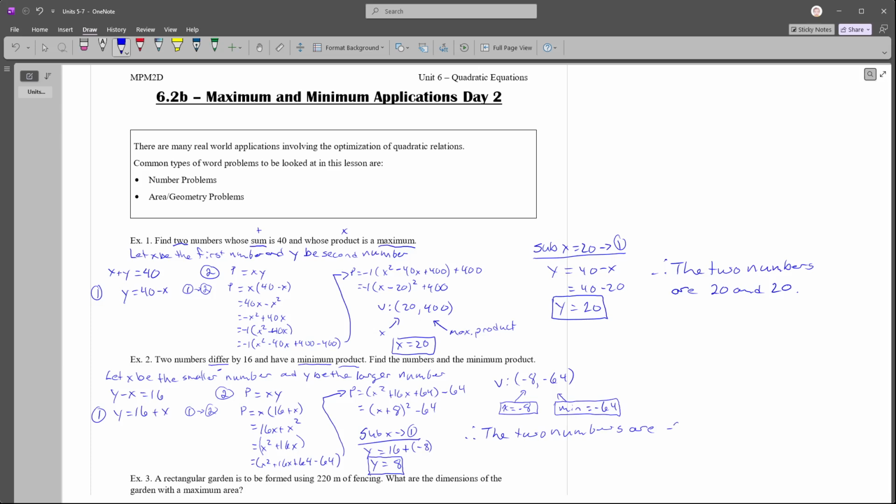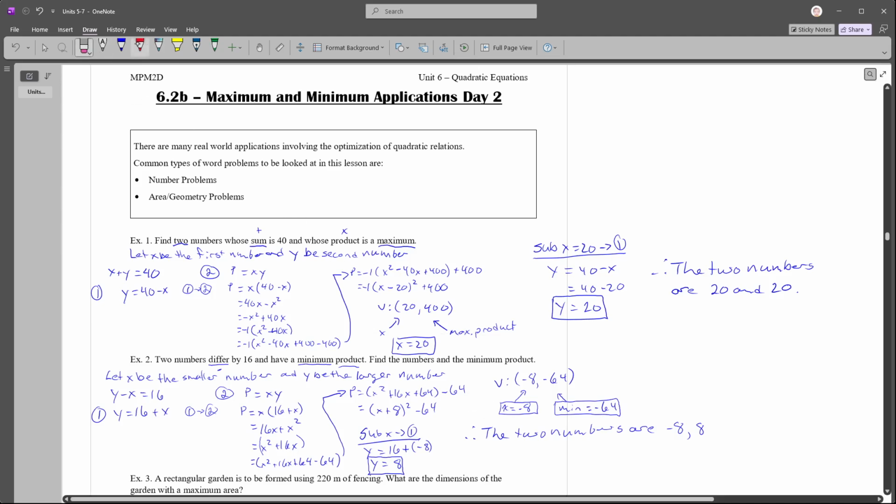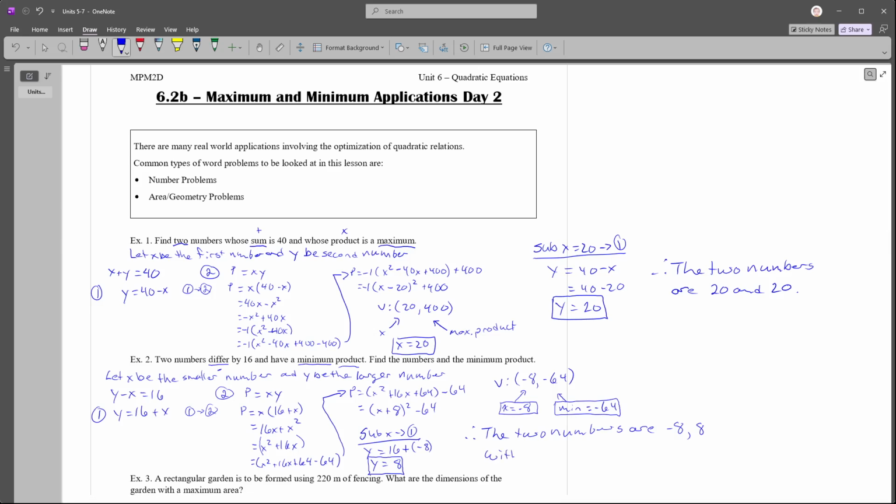are negative 8 and 8 with a minimum of negative 64. So those are number problems.